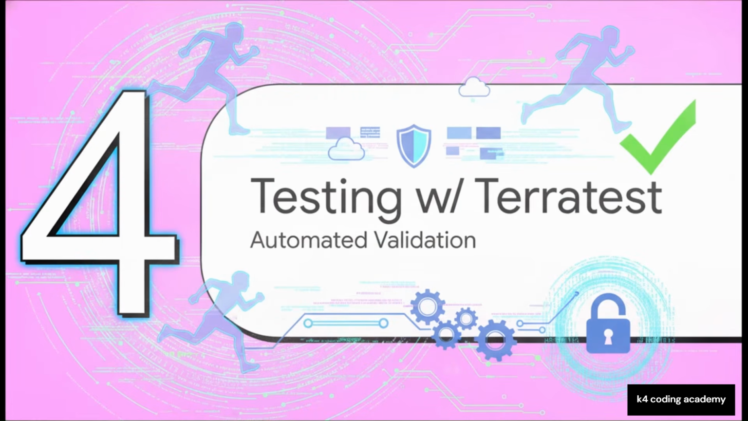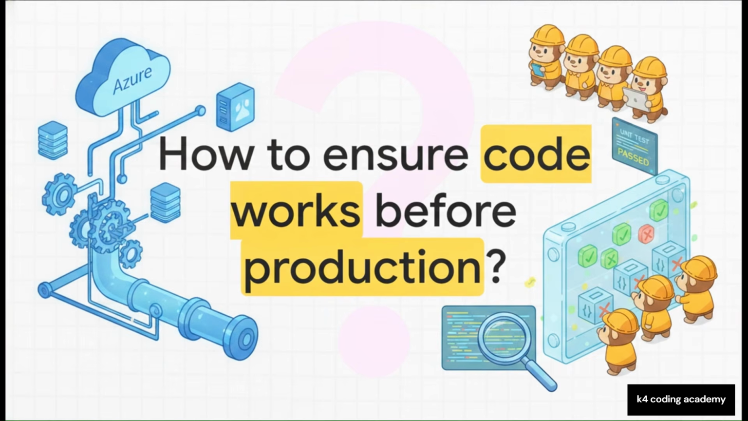Section 4. Testing infrastructure with TerraTest. As we get ready to run, reliability becomes the absolute name of the game. You've automated your pipeline, sure, but what if the code you just merged has a hidden logical flaw? How do we ensure our infrastructure code actually works before it hits production? It's honestly a terrifying thought to deploy blindly.